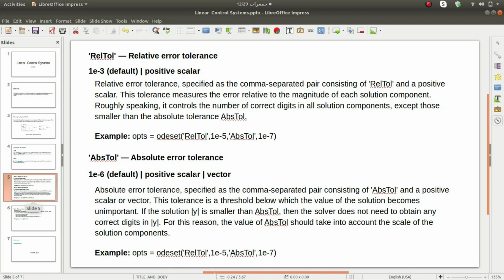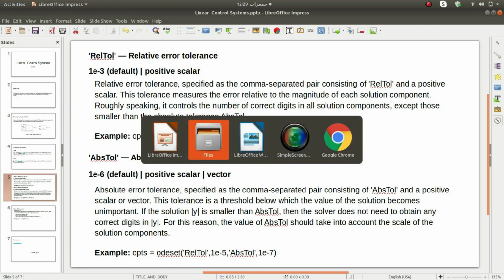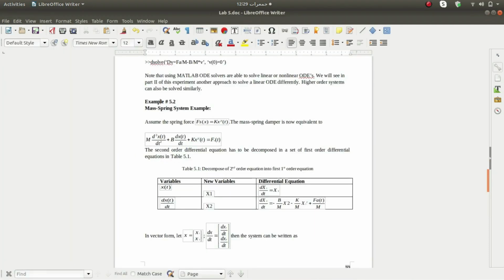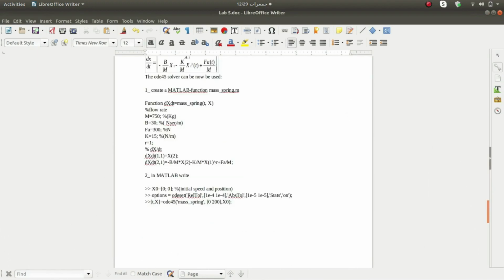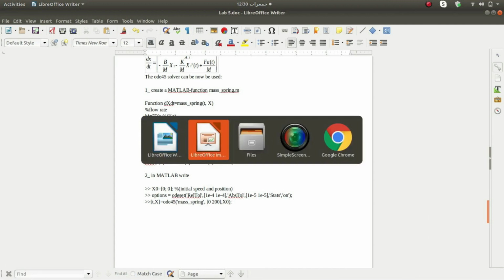Next we have one command, that is the options command. We have relative tolerance, absolute tolerance, and stats on. Let me show you the command where we have used this options command: odeset with relative tolerance, absolute tolerance, and stats on.